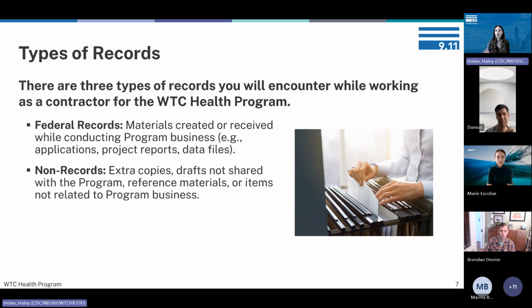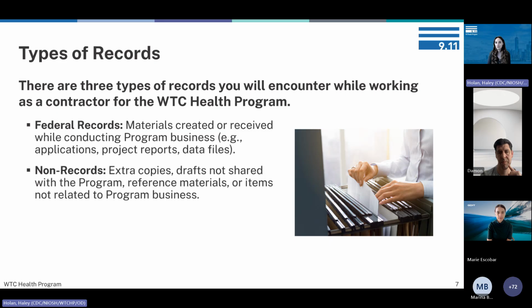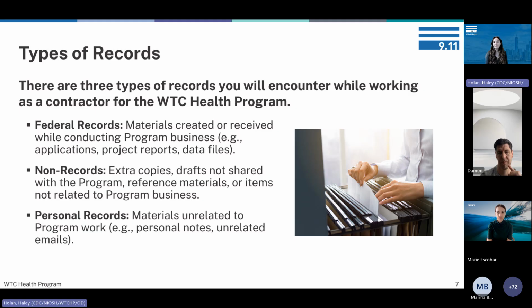We also have non-records that you might encounter. These are things like extra copies of documents or drafts that aren't shared officially with the program. We have lots of reference materials that would be considered non-records, or any item related to business that's not related to the program. And lastly, we have personal records. These are materials completely unrelated to program work. These could be your personal notes or unrelated emails.